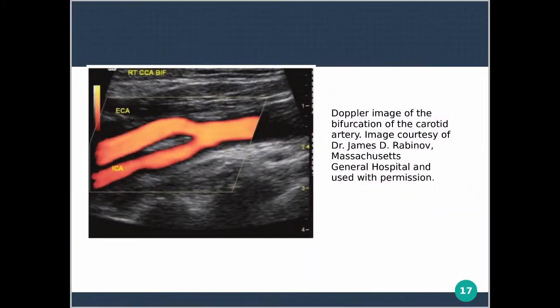So here is your Doppler image in a carotid artery. So this is again the carotid artery. If you remember, this is the artery in your neck that supplies blood to your brain.